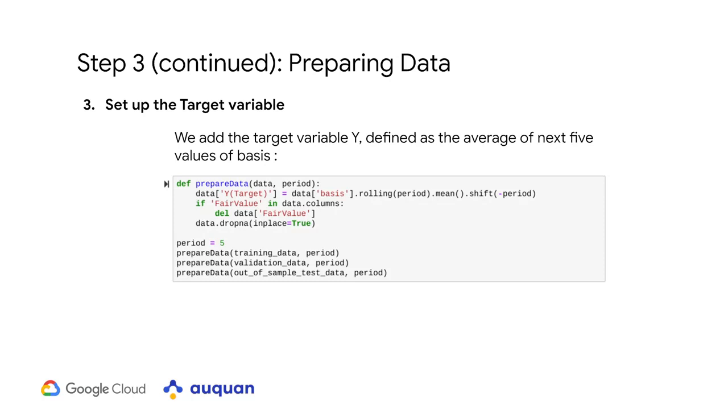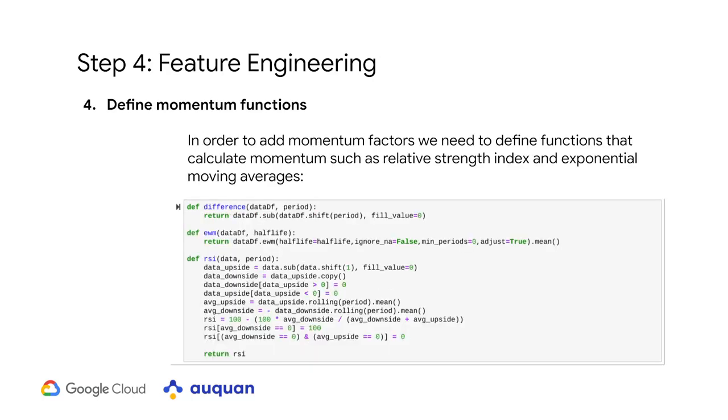Since our goal is to predict basis 5 minutes ahead, we will create a rolling 5-minute average of basis and set it up as the target variable for this exercise. In this step, we are going to define some features. Let's try to create some features that may have some predictive power on our data.